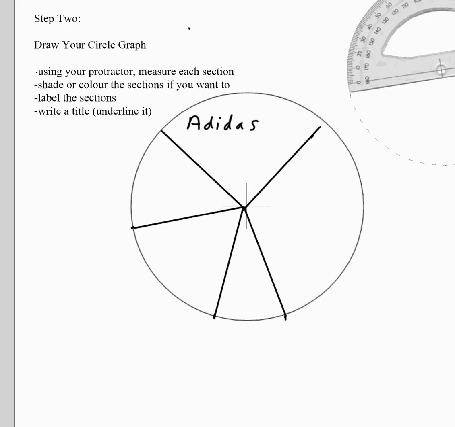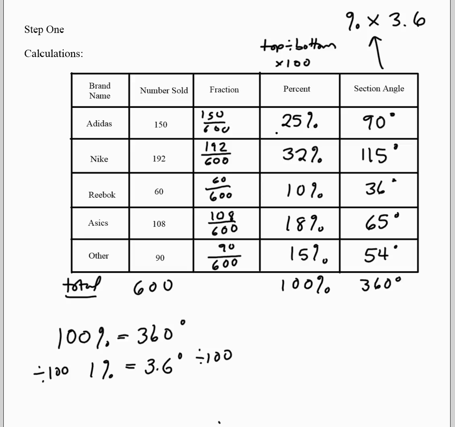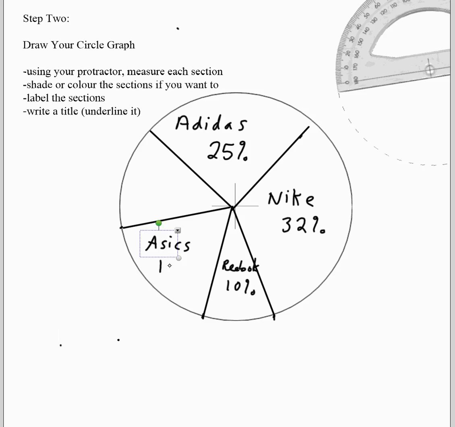What we label it with is the percent, and if we remember, Adidas was 25%. Our next one is Nike, and if we remember, Nike was 32%. Then we had Reebok, which was 10%, and we had A6, which I don't remember off the top of my head, so I need to go back and check, and A6 was 18%. So I'm going to label 18%. And then my last one is other, and that was 15%.